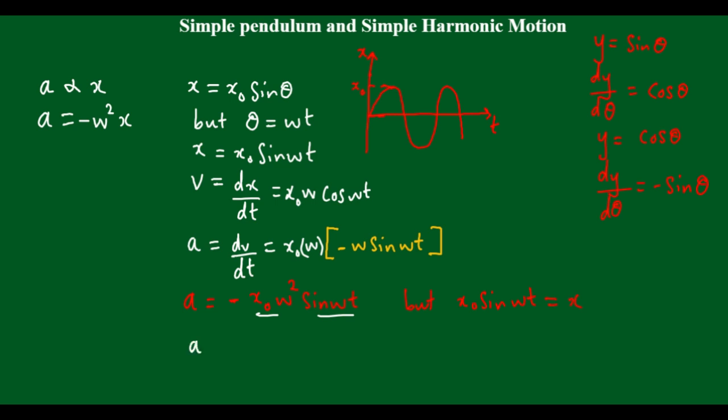So finally we are getting there. It means we have negative x naught W squared sine Wt equal to negative W squared times x naught sine Wt, that's x. So finally, acceleration is equal to negative W squared x, which is our final result.